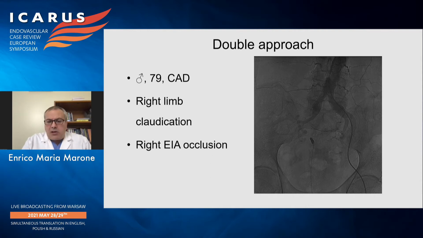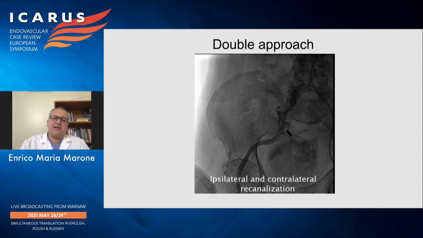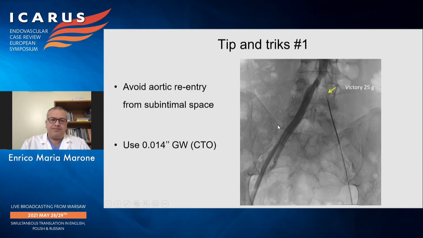But the most used approach is the double approach, contralateral and ipsilateral. This is an example of a right external iliac occlusion recanalized with a double approach, contralateral and ipsilateral. Let's go to some tips and tricks for this endovascular treatment of chronic iliac occlusion.